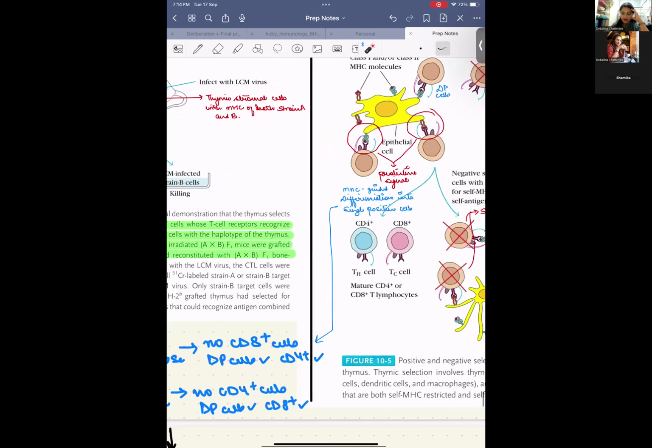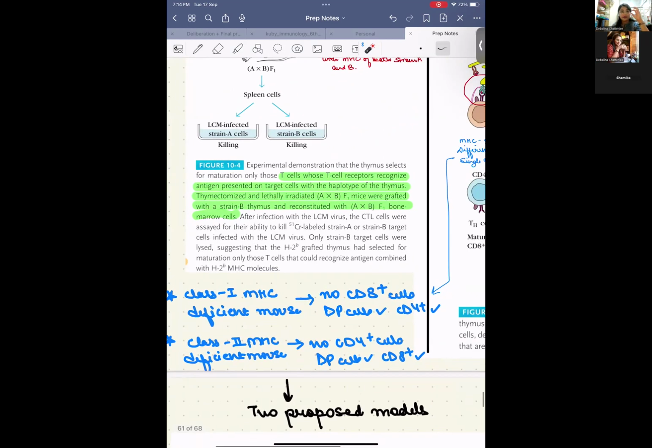Now, how people have understood that this differentiation of a double positive cell into a CD4 or CD8 positive cell is MHC guided. In certain mice where the class 1 MHC molecule has been specifically depleted, they would see that double positive cells are formed, but only CD4 cells are getting formed. There are no CD8 positive cells. Similarly, if people experimentally deplete the class 2 MHC molecule, they see double positive cells and CD8 positive cells, but no CD4 positive cells.